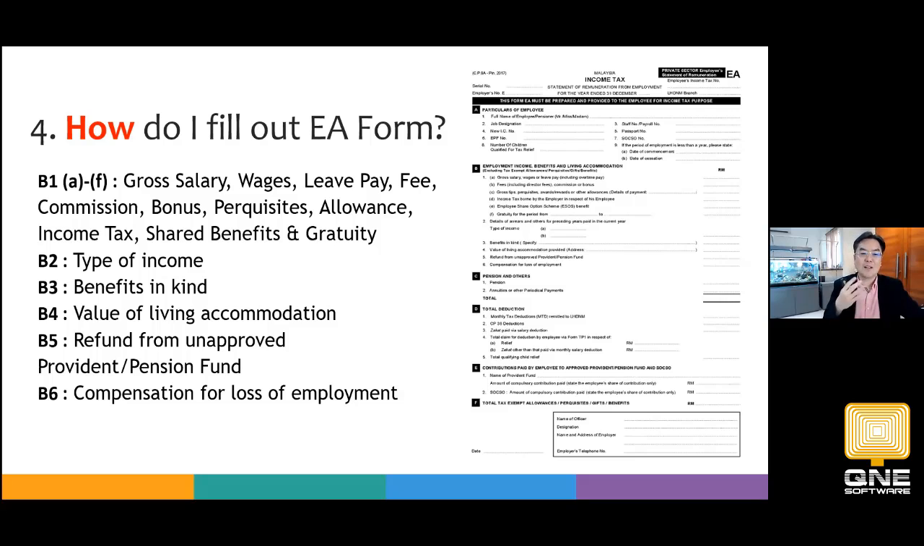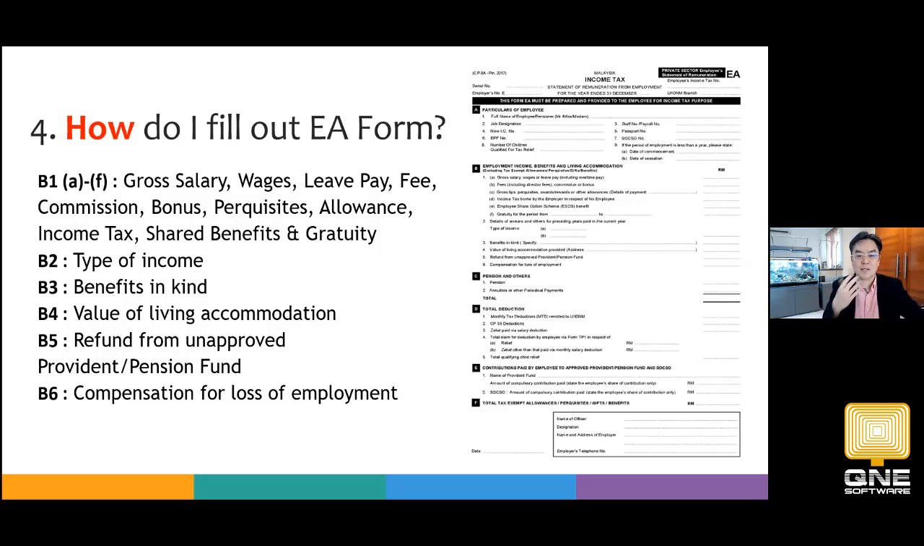Then B5, refund from unapproved pension fund and the like. These are some of the taxable private retirement funds, what we call the unapproved ones. So these are some of the income streams, or rather receipts, that you will receive.